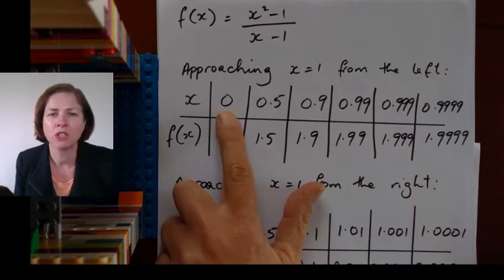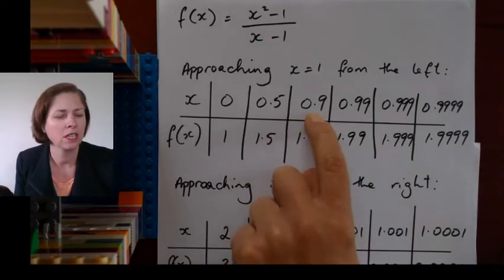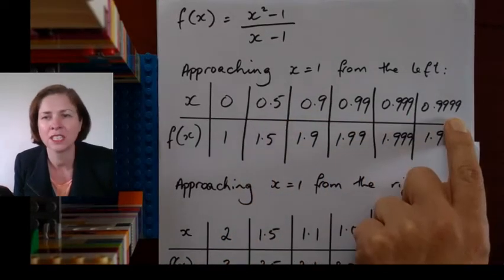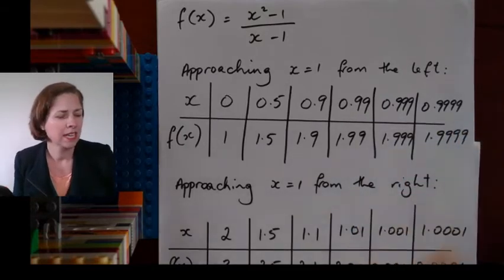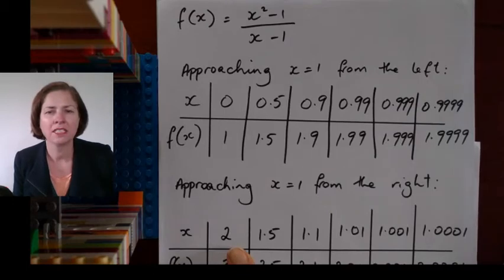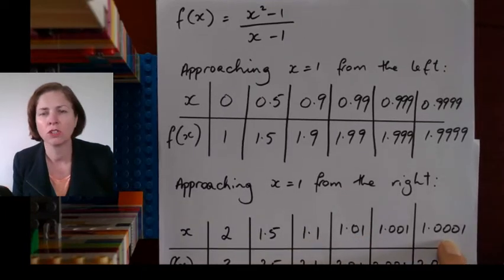I've started with a value of x to the left of 1, and I've gotten closer and closer until I'm really getting very close to x equals 1, but still not equaling 1. And down here, I've started with x is 2, to the right of x equals 1, and I've moved to the left bit by bit. I'm getting closer and closer to 1.